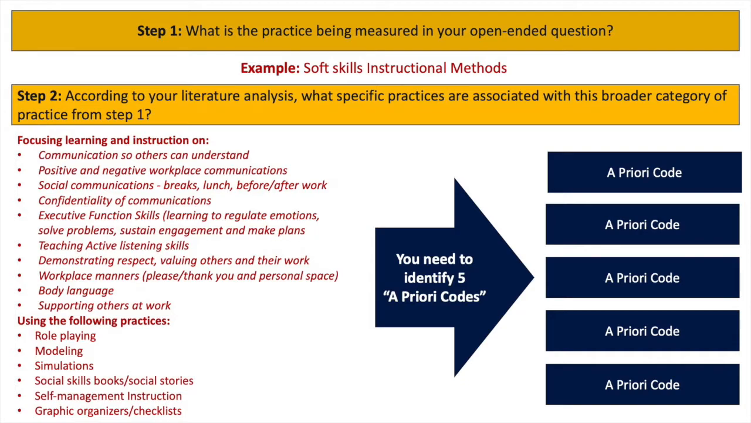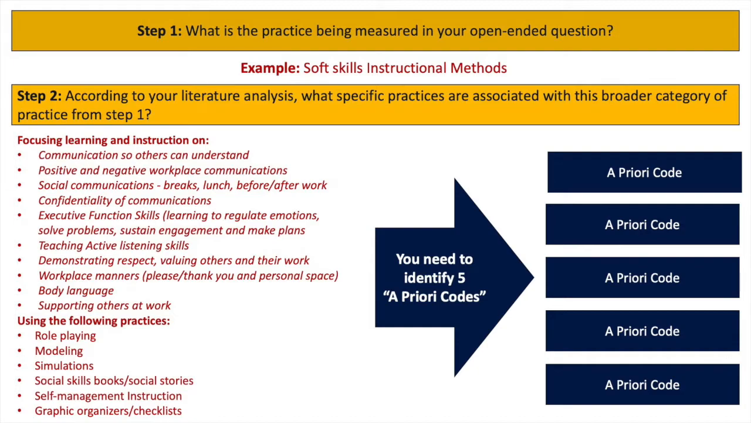So if we had that, maybe in my example, I had a question related to soft skills instructional methods. What you want to do is look at your question and identify the practice that's being measured, right? Because just like your research question has an independent variable, we know from developing your questions over the past couple weeks on your program evaluation tool that each one of your questions also has an independent variable of itself, right? So it has that practice that's being measured, that specific evidence-based practice. So the first thing you want to do is identify what that practice is in your open-ended response.